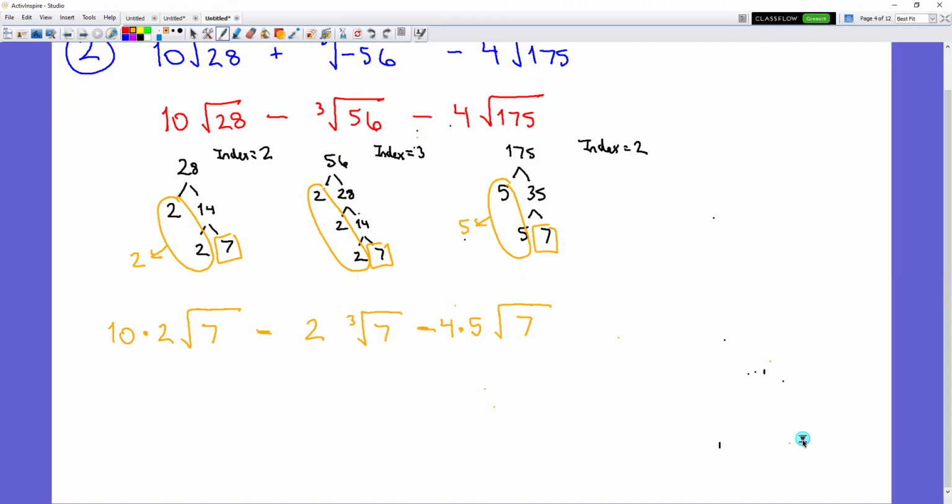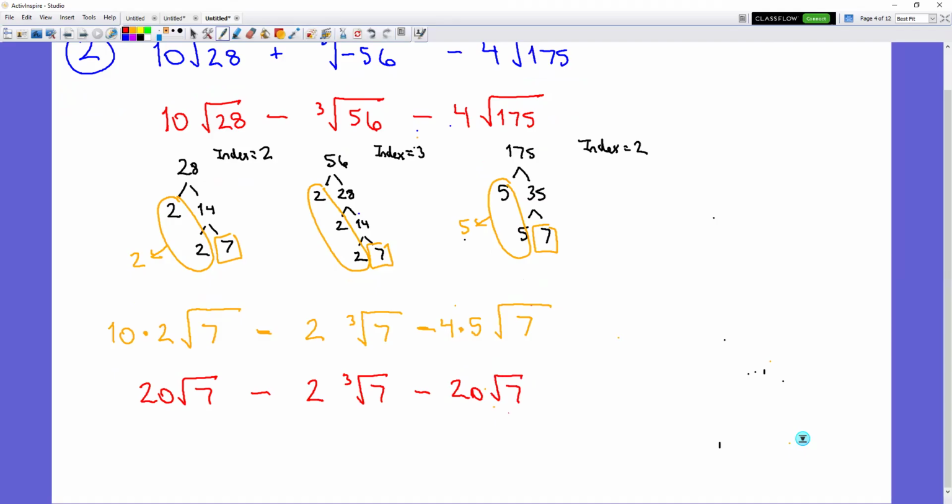So we have 10 times 2 on the outside for the first term. So that's going to give us 20. So we're going to have 20 square root of 7. Then minus, we still have 2 cube root of 7. And then we have 4 times 5, minus 4 times 5, which will be minus 20 square root of 7.